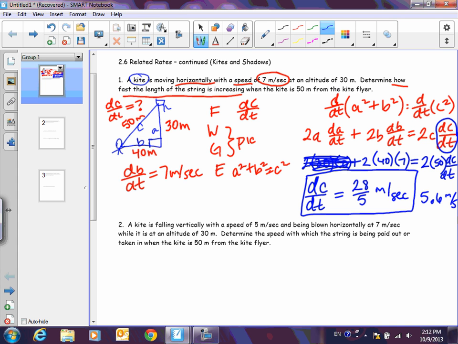All right, so let's make sure this makes sense. My answer is positive. Does it make sense that if I'm letting out the string, which is what they say, the string is increasing, that dc over dt is positive? Yes. You always want to check this. This is the best way you can check for mistakes. It won't catch all mistakes, but it'll catch a lot of them.